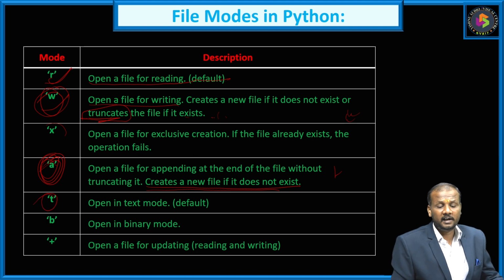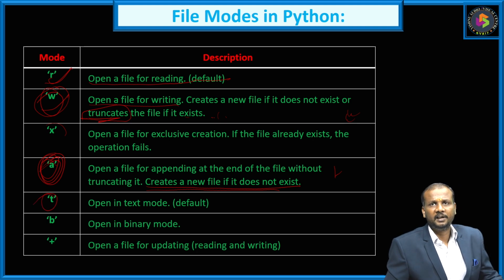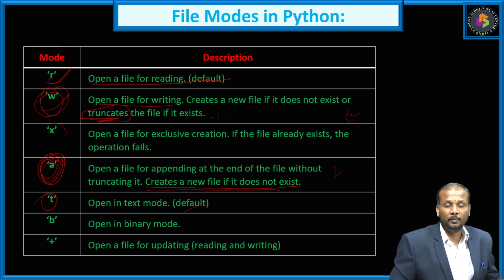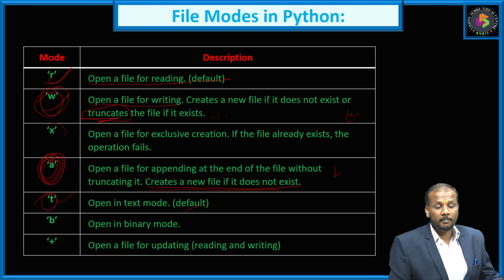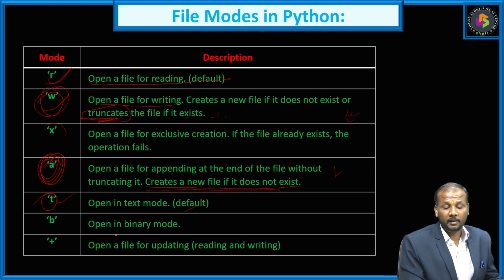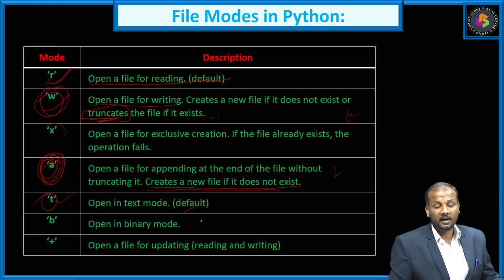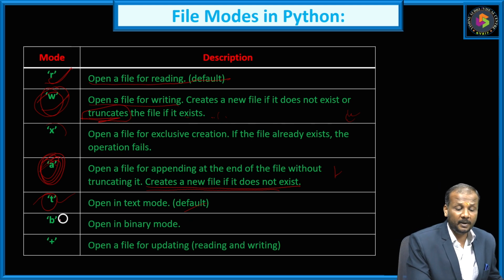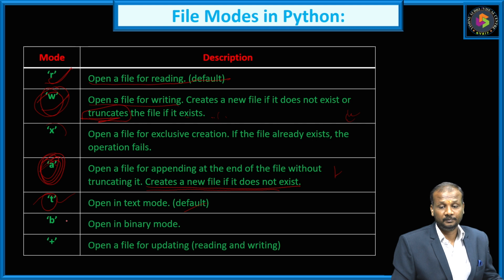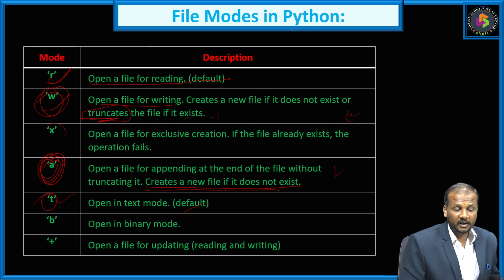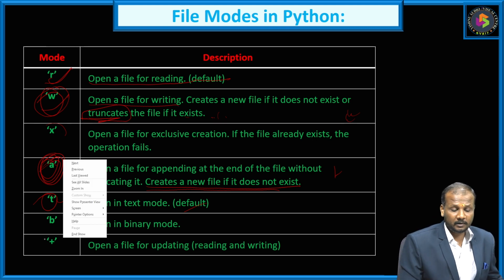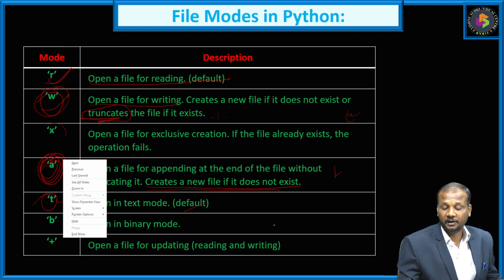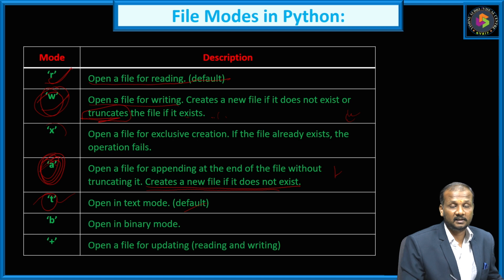Next one is T. T means it is a text mode, which is the default, and the file is opened in text mode using T. Next is binary mode, which means open in binary mode, called using the B operation. Next is plus. Plus, as I already told you, means open a file for updating, reading or writing.